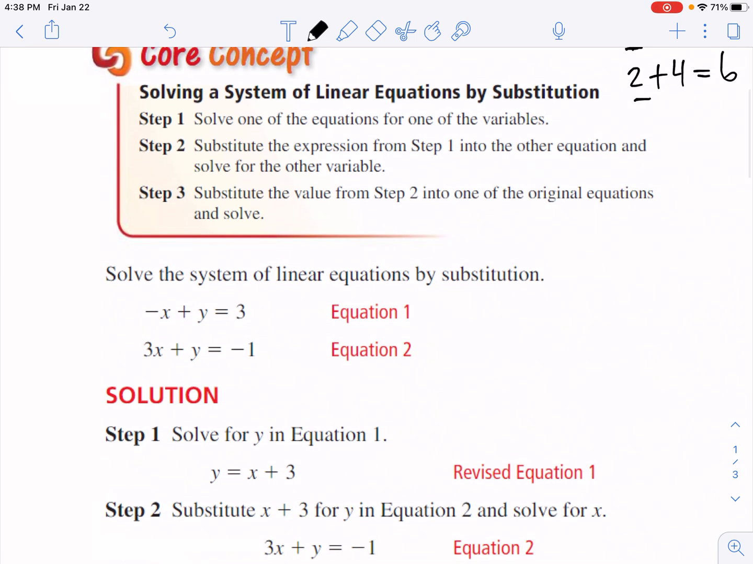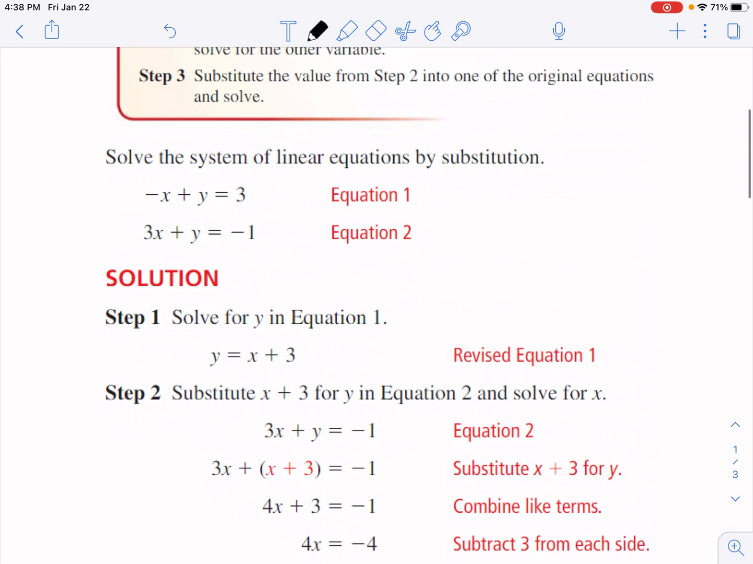Now, there are 3 steps to this, and I'm going to show an example here that's already pre-made to kind of give you an idea of how that works. So step number 1 is we solve one of the equations for one of the variables, okay? So let's say I had a system of equations and we have our 2 equations here. We need to solve one of them so that they have either x by itself or y by itself.